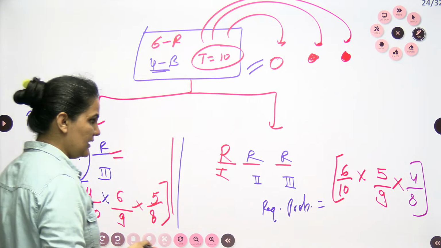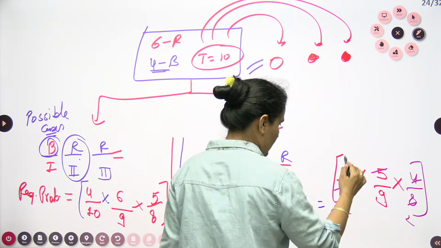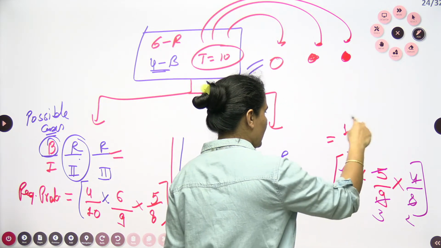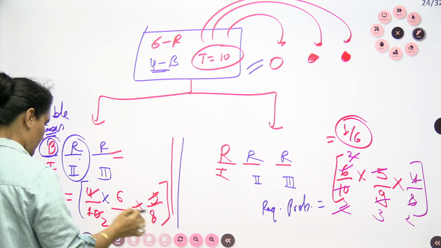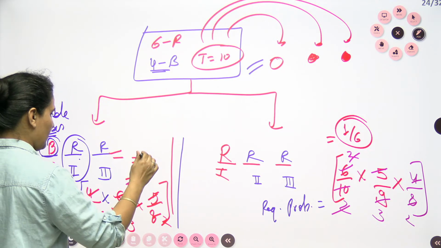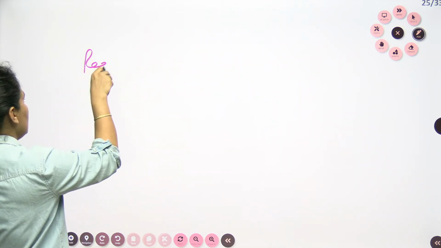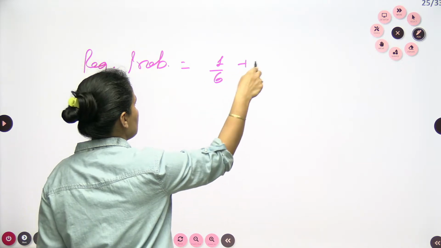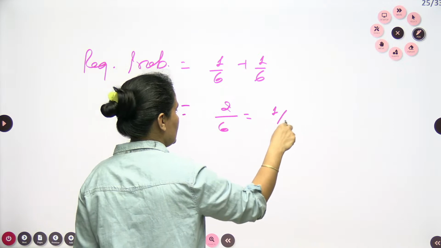So we can solve this case very easily. 5 twos are 10, 4 twos are 8, and 2 and 2 will be gone. So from here I am having 1 by 6. If I solve this one, again 5 twos are 10, 4 twos are 8, so 2 and 2 will be gone. So from this side also I am having 1 by 6. So my required total probability will be 1 by 6 plus 1 by 6, which is 2 by 6. So my result is 1 by 3.